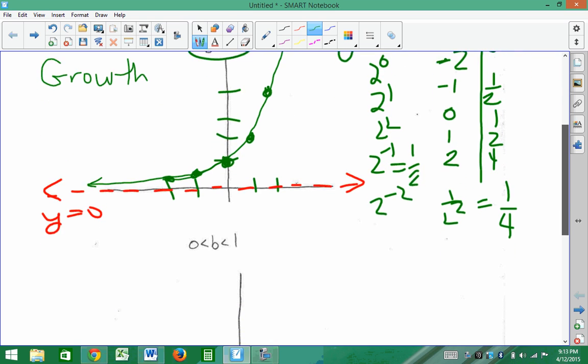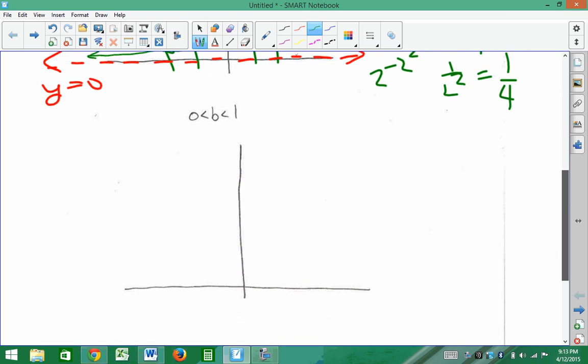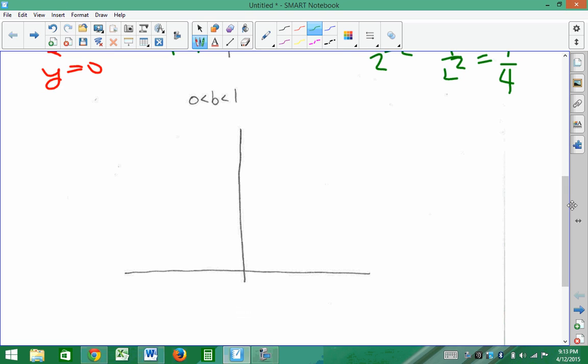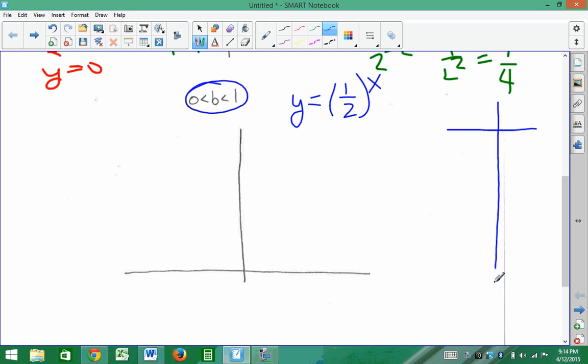All right, let's take a look at the next type of exponential graph, and that is when b is between 0 and 1. So let's take a look at an example of y equals, let's say, 1/2 to the x. Again, we're just going to make a little table here, x and y, and we'll plug in some values like -2, -1, 0, 1, and 2.